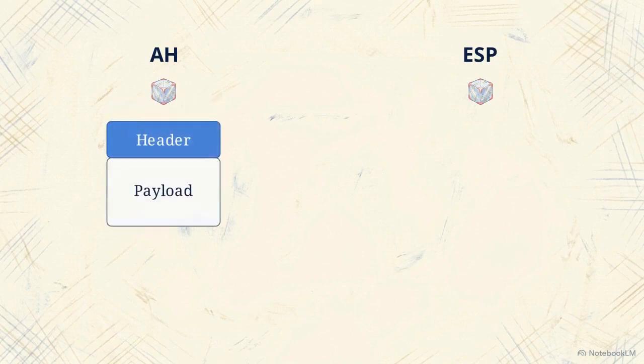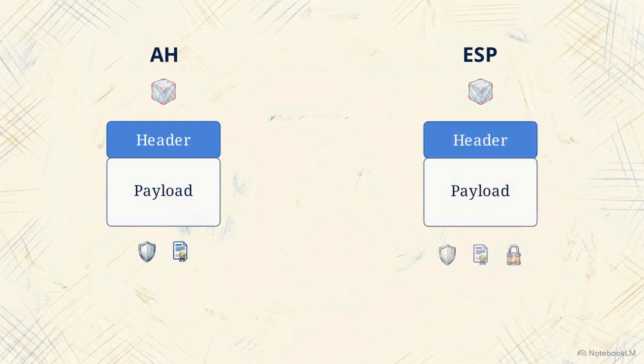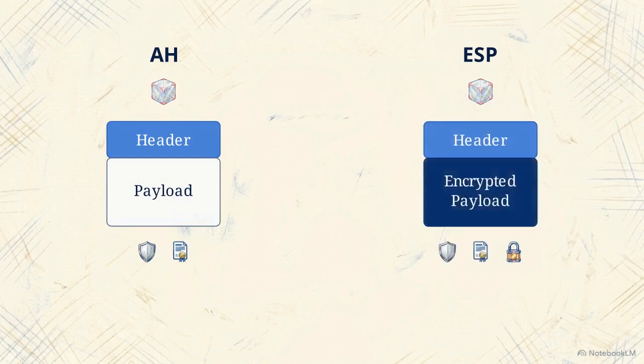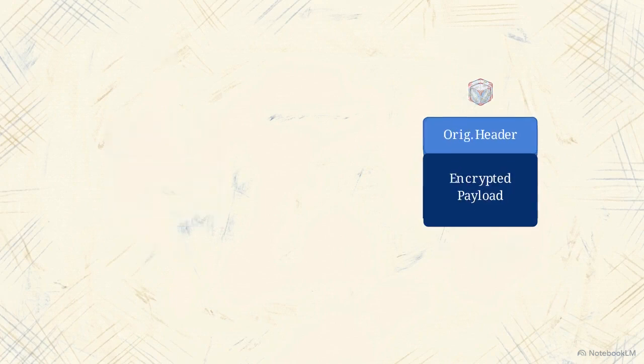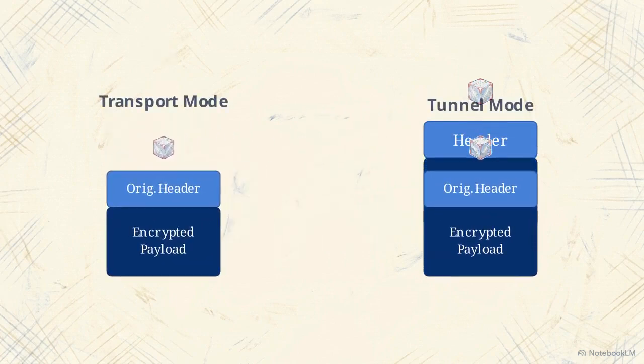When configuring IPsec, you must choose your protocol. The authentication header, or AH, verifies identity and prevents tampering, but provides zero encryption. To scramble the payload, you must use the encapsulating security payload, or ESP, which adds encryption alongside authentication and integrity.